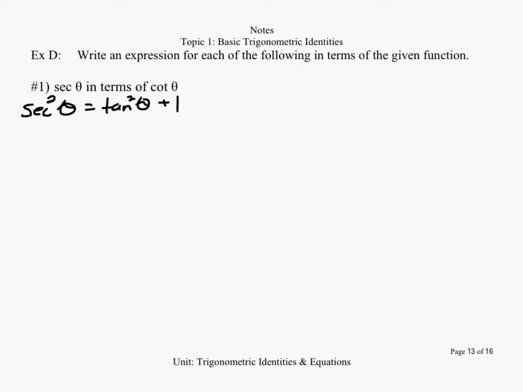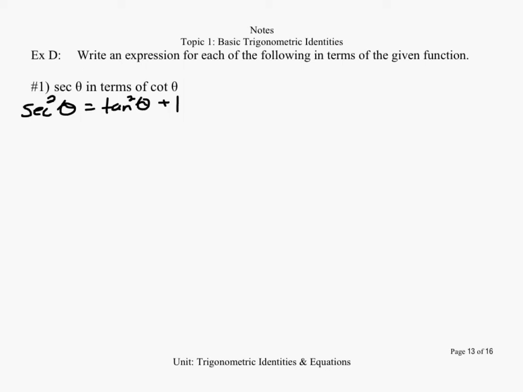Now, once again, you're finished when you have secant by itself on the left. Currently, it's not by itself. And on the right side, the only trig functions that you use have to be cotangent. You can't have any tangents in it. Do you follow what I'm asking? Any ideas on how we can get secant by itself? Because right now it's not. It's not by itself because of the squared.